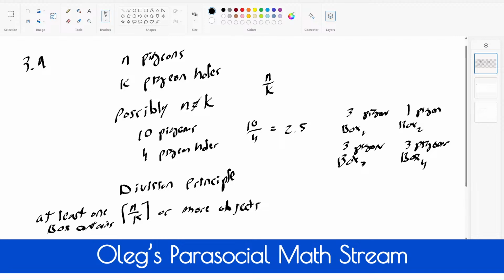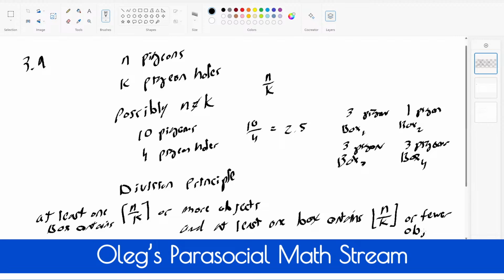Or at least one box contains the floor of n over k or fewer objects.